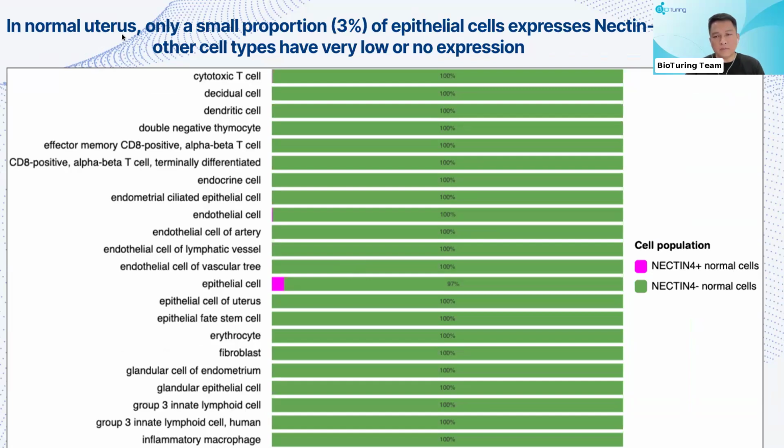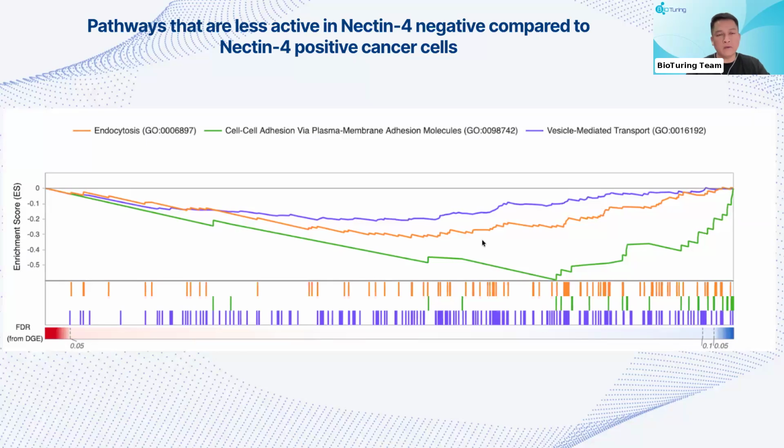So with normal tissue, we can survey across the normal uterus tissue, and you can see there's only a very small percentage of epithelial cells that express Nectin-4, and most of the other cells don't show any Nectin-4 overexpression, which is very nice for the selectivity. And beside that, we can also use the single cell platform to run some pathway analysis that can help us understand more about the cell subpopulation that we're working on.